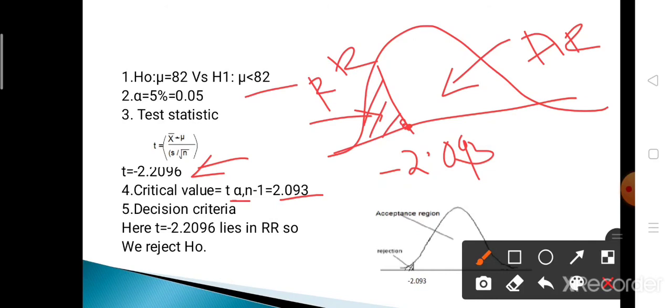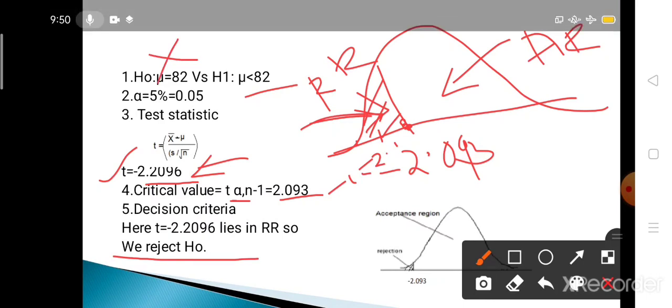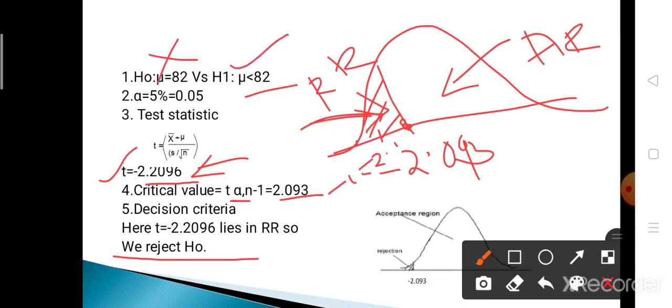What is the test statistic value? The test statistic value is minus 2.2096. So in which region does this test statistic lie? Minus 2.0, then minus 2.1, then minus 2.2. So minus 2.2 lies in the rejection region, so we reject H0. Our conclusion is to reject H0. Here H0 is rejected, that means we accept H1.